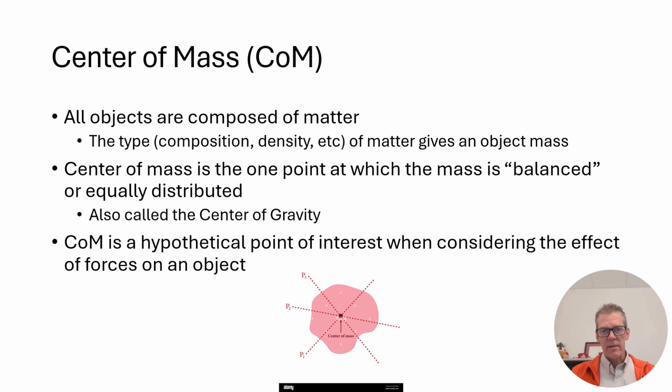The center of mass is the one point at which all that mass is equally distributed or balanced. And so if you look at this object right here, it's sort of a blob, but it's got this little thing sticking out. It's got this little extra bump on it. It's not perfectly round, right? Well, if you think about it, you have to take a weighted average of that mass to figure out the center of mass.